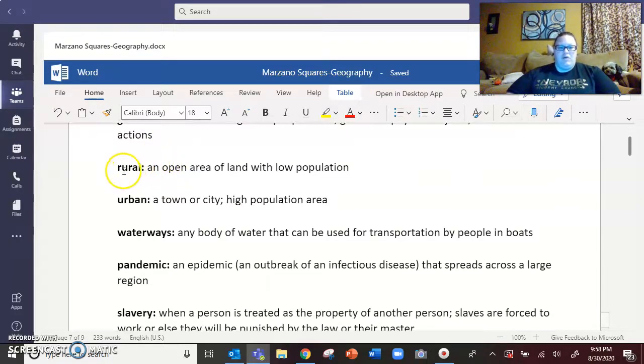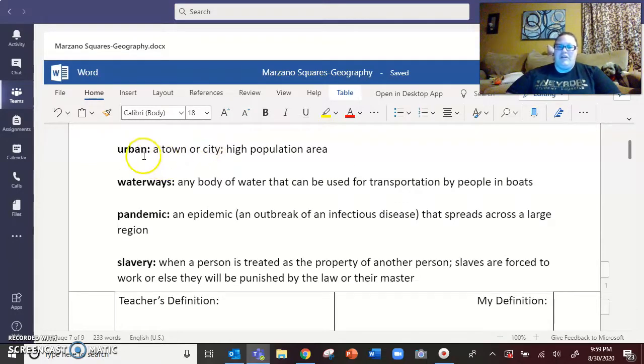Next word, rural. I know. I have to say rural usually very, very slowly. Say it one more time, rural. Rural is an open area of land with low population. So those towns that have like 20 people in them, like Winnemucca and Dayton, Nevada, and Austin and Gabbs, towns that you drive through, not to, those are very rural.